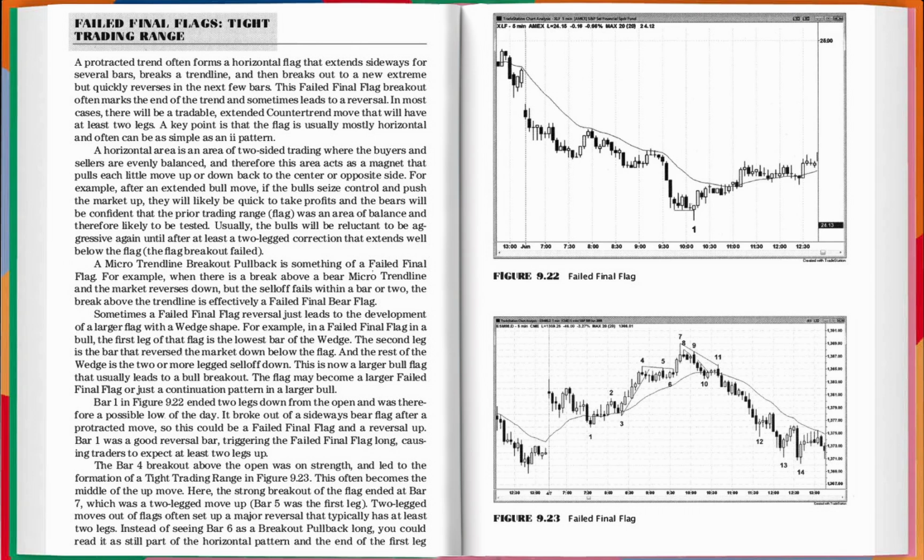Sometimes, a failed final flag reversal just leads to the development of a larger flag with a wedge shape. For example, in a failed final flag in a bull, the first leg of that flag is the lowest bar of the wedge. The second leg is the bar that reversed the market down below the flag, and the rest of the wedge is the 2 or more legged sell-off down. This is now a larger bull flag that usually leads to a bull breakout. The flag may become a larger failed final flag, or just a continuation pattern in a larger bull.